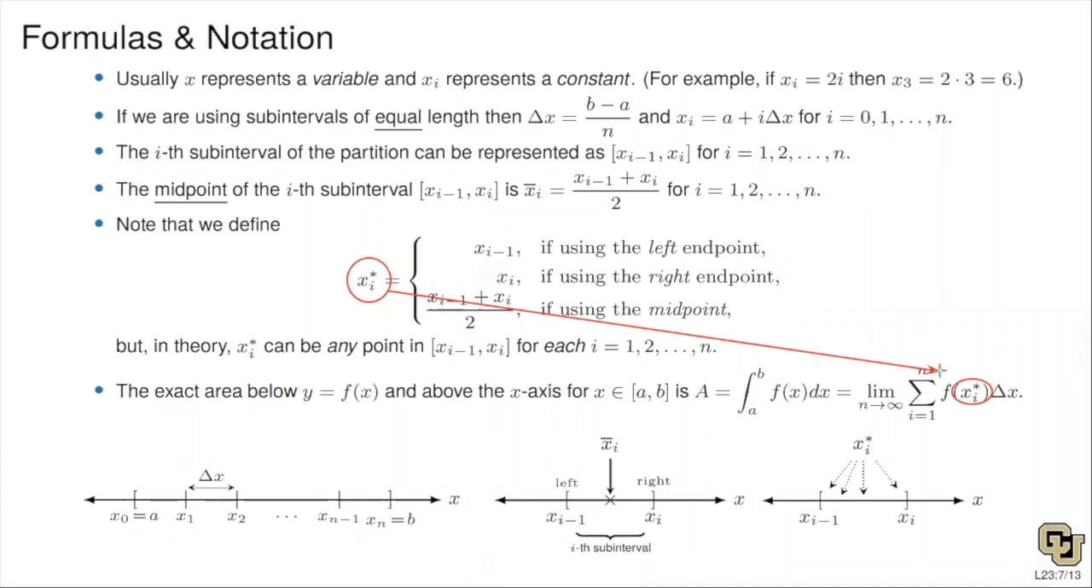So f of x sub I star basically just says we're using some y value from the ith subinterval as our height for our rectangle. And as I said, if you choose left, right, or midpoint, you can replace x sub I star with either x sub I minus 1, x sub I, or the average of x sub I minus 1 and x sub I. And we'll talk about this limit in great detail today. So we'll do a problem like that very soon.